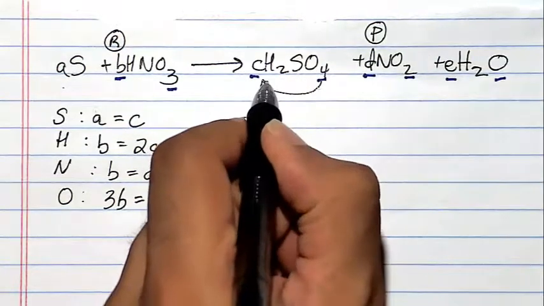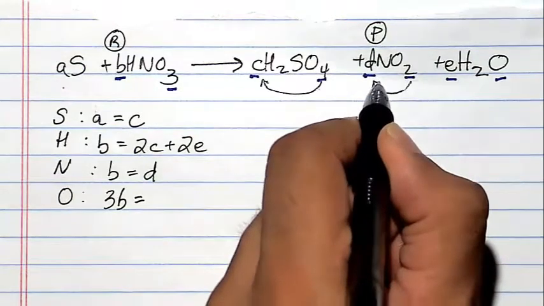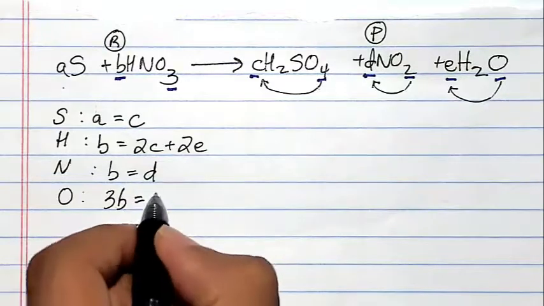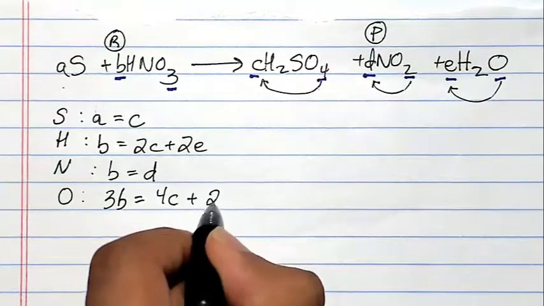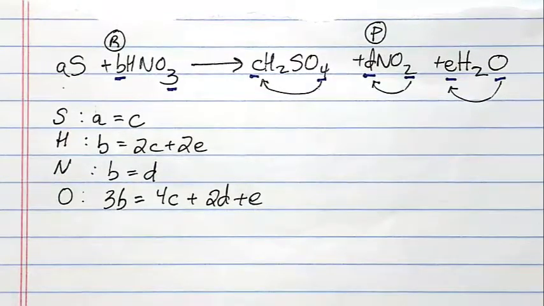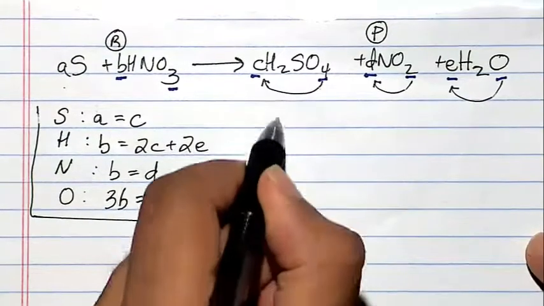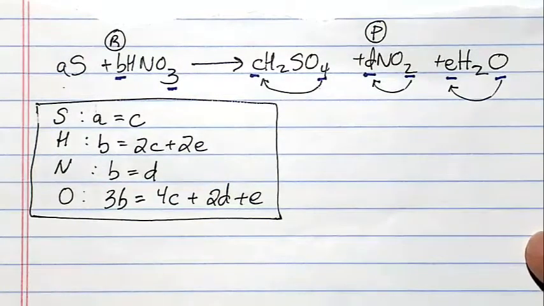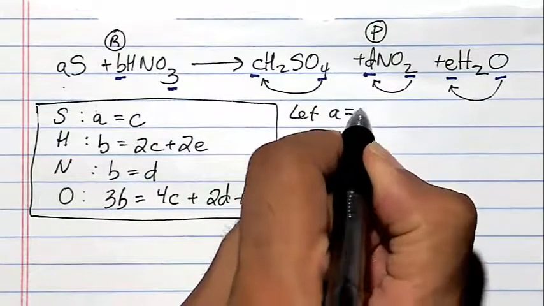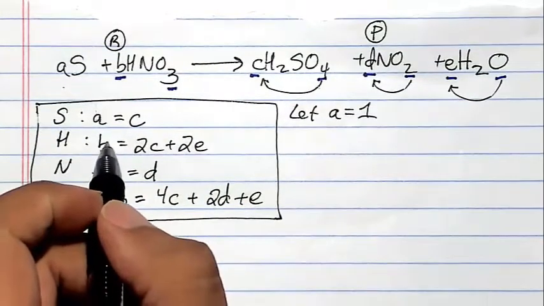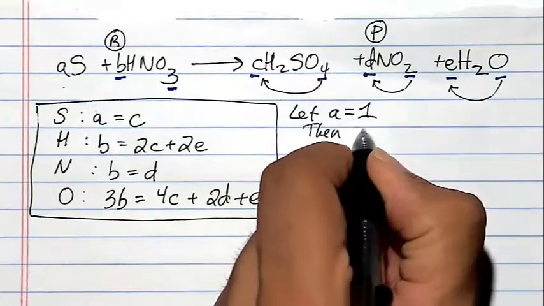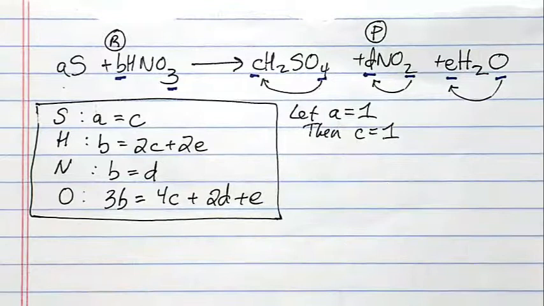Okay, it's going to be 4C plus 2D plus E for oxygen on the product side. Okay? So like before, we have to solve for A, B, C, D, and E. Now, here, let's let A equal 1. Let's let A equal to the simplest number, not a fraction. So if you let A equal to 1, then this implies C is going to equal to 1.